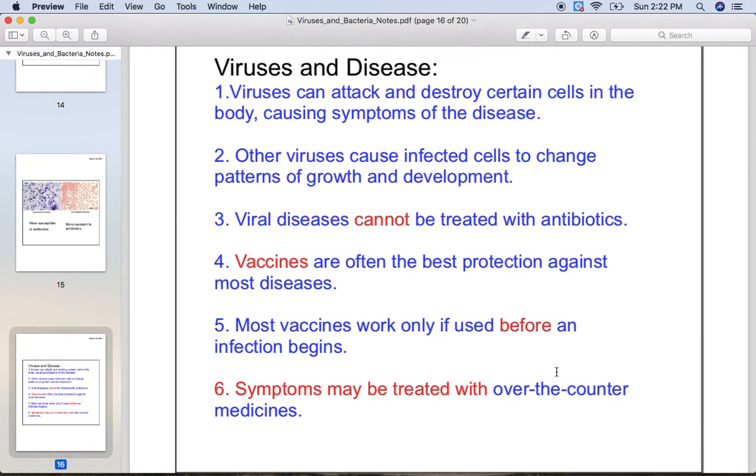Viruses and disease. Viruses attack certain cells in the body, and they're going to cause the symptoms of the disease. Like with COVID-19 right now, they're attacking lung tissue. So people are having a hard time breathing. You're getting a fever. And viral diseases, like I said, cannot be treated with antibiotics. The best thing you could do is, if there's a vaccine out there, get it to try to prevent it. But otherwise, you're just going to have to let your body take care of it. The only thing you can do is deal with the symptoms.